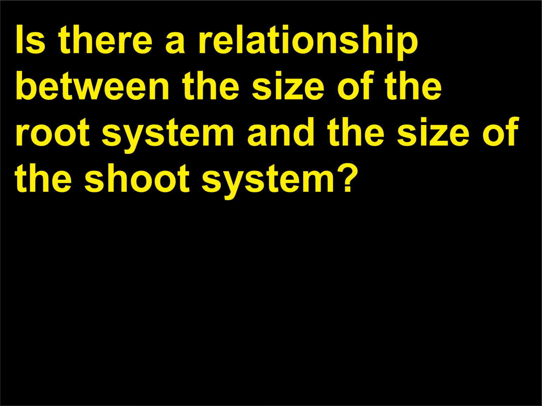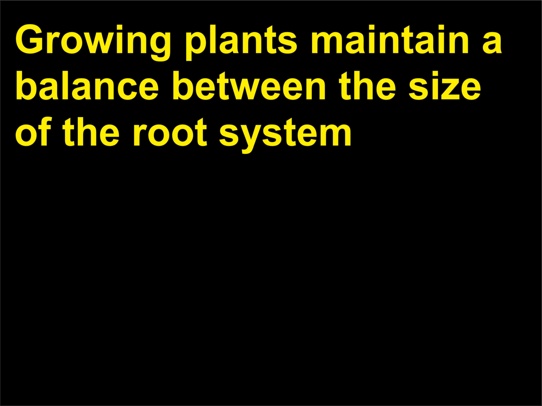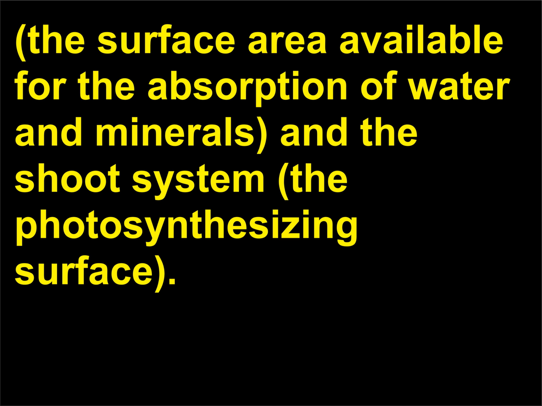Is there a relationship between the size of the root system and the size of the shoot system? Growing plants maintain a balance between the size of the root system, the surface area available for the absorption of water and minerals, and the shoot system, the photosynthesizing surface.